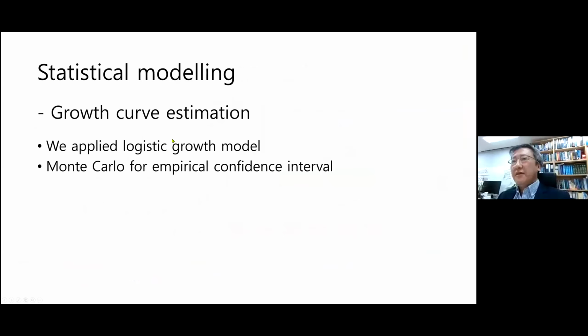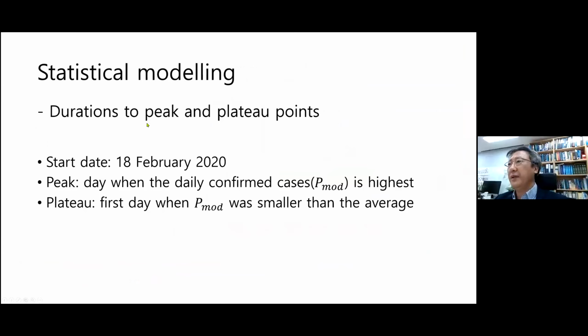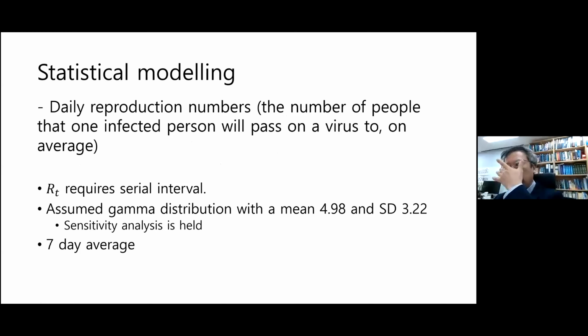In terms of statistics, we applied the so-called growth curve, and the logistic growth curve was the main model to explain the phenomena. The durations to peak and plateau are the most important estimators we try to estimate. Peak can be interpreted as the day when the daily confirmed cases are highest, and plateau is the point where the numbers get stabilized. This is very easily defined because the model is so simple, and we have only one peak up to that time. So defining these parameters is not that difficult.